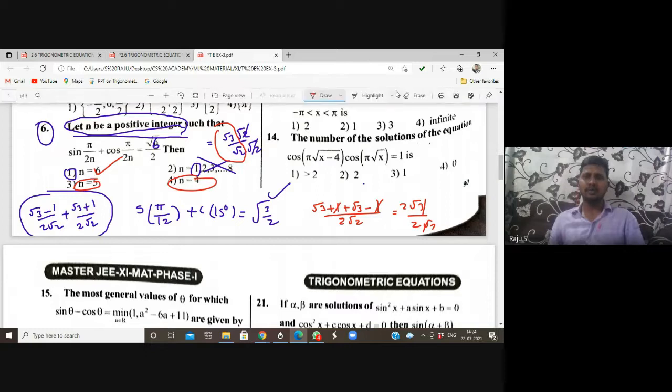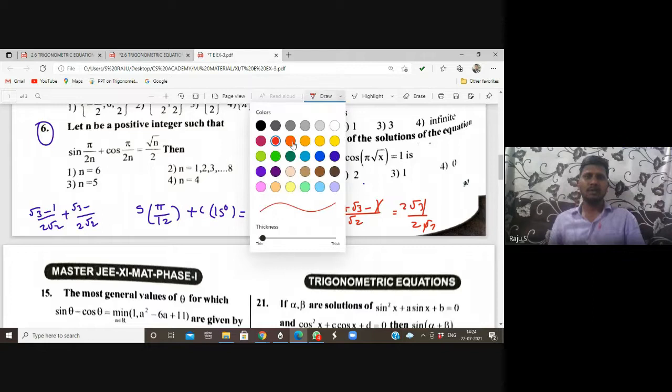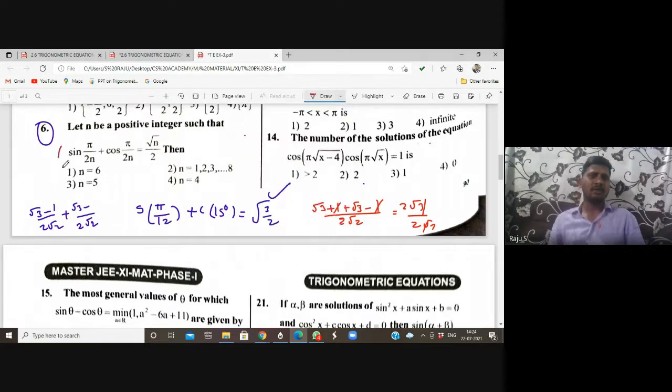Generally, how to do this? General procedure. My suggestion is don't go for the general procedure because it will take more time to solve. So what shall we do? You can square both sides. Okay, when we square both sides, sine square plus cos square plus 2 sine into cos. See, sine square plus cos square will be 1. 1 plus 2 sine into cos is equal to n by 4.